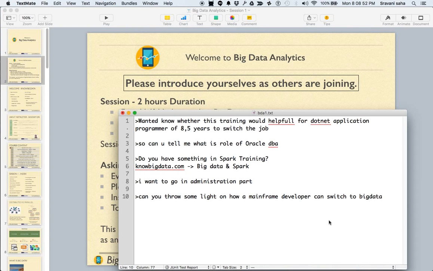One is from Pawan. Pawan is saying, can you throw some light on how a mainframe developer can switch to big data? Okay, so if you are from a mainframe background, I'm assuming that you have a good idea about a programming language such as COBOL, and you have an idea about relational databases. So after you have attended the big data and Hadoop developer course, you will be ready to get into the big data developer role. Just that you'll have to do a lot of hands-on and you'll have to work along.